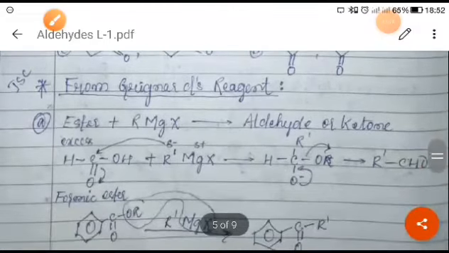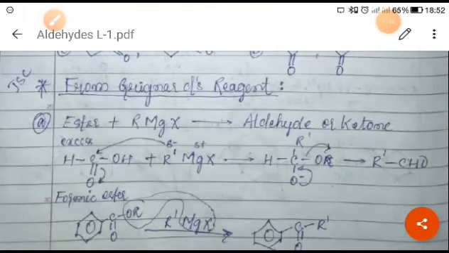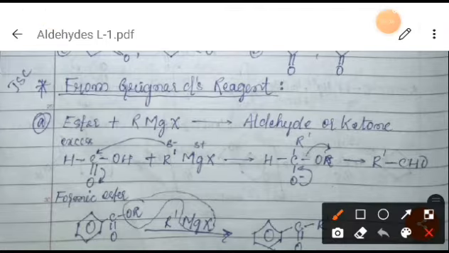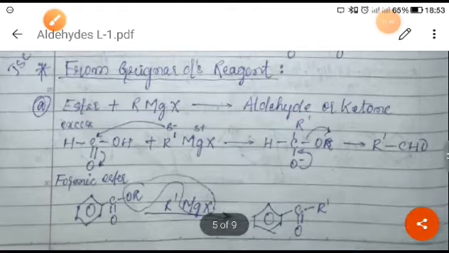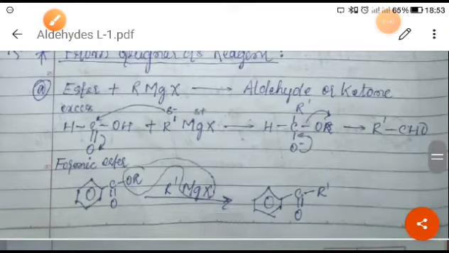Now next is from Grignard reagent. When we talk about the preparation of alkenes from Grignard reagent, we will see here is ester. When ester reacts with Grignard reagent, it will form either aldehyde or ketone. Okay, so how it is happening, you will see.